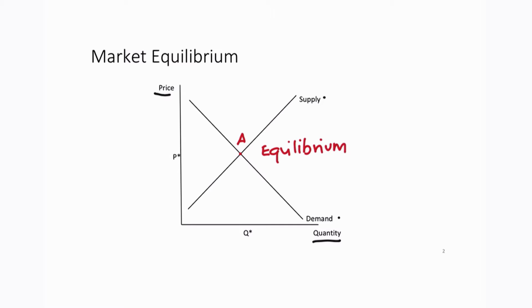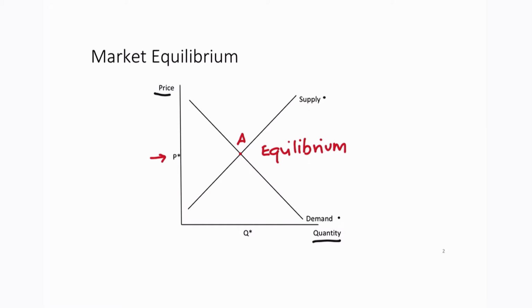And this is where the decentralized decisions of all of our millions of buyers and sellers come together so that our buyers and our sellers are equally satisfied with what we call the market clearing price, or P star. This is the price that equilibrates the demand and supply. At the equilibrium quantity, Q star, quantity demanded is exactly equal to quantity supplied.